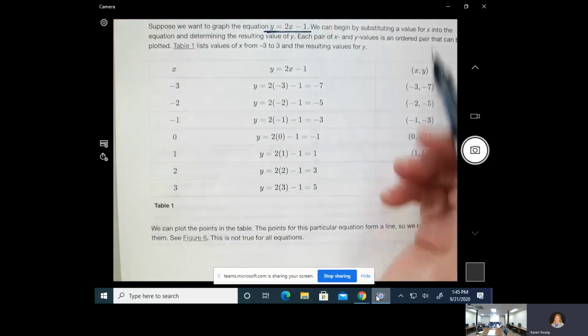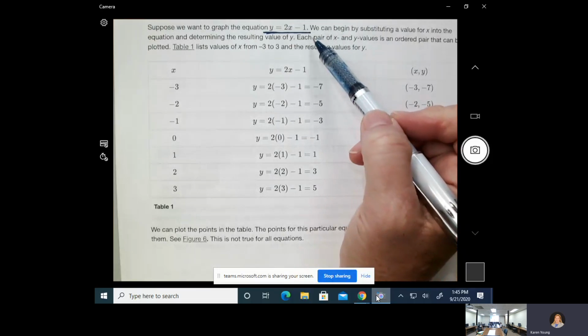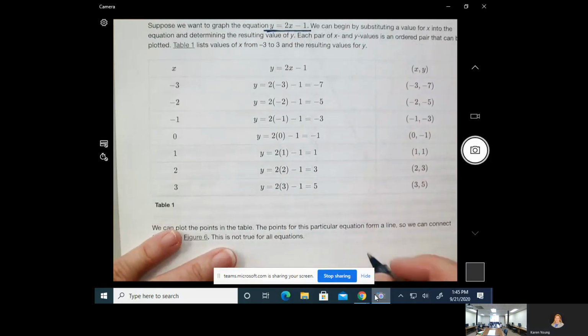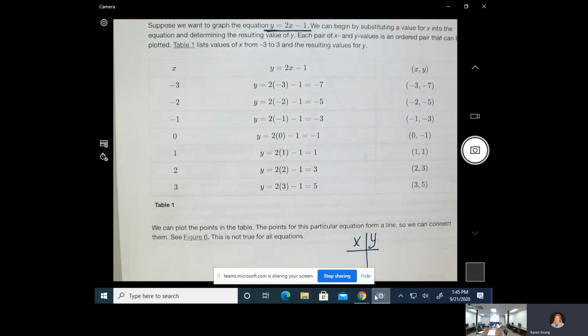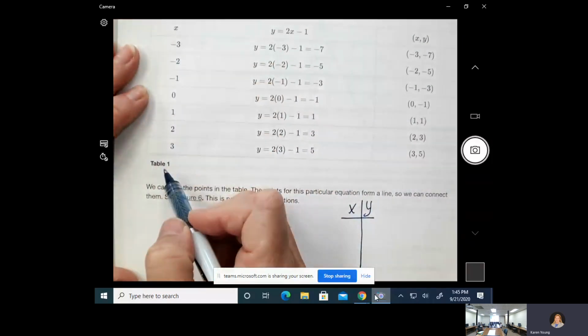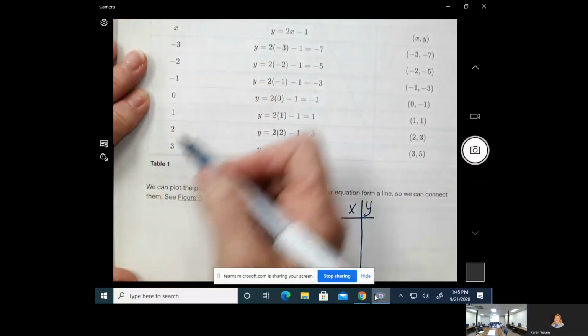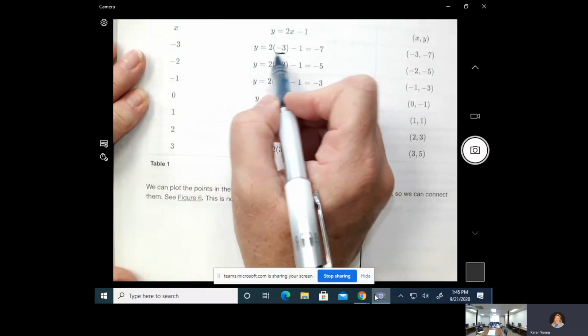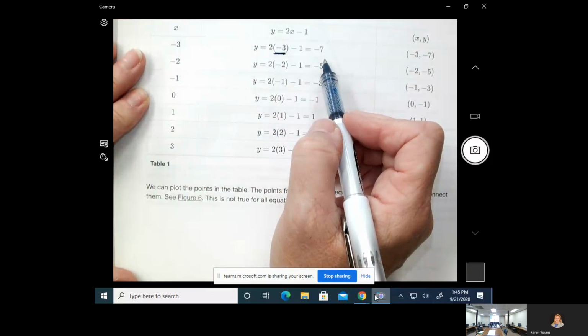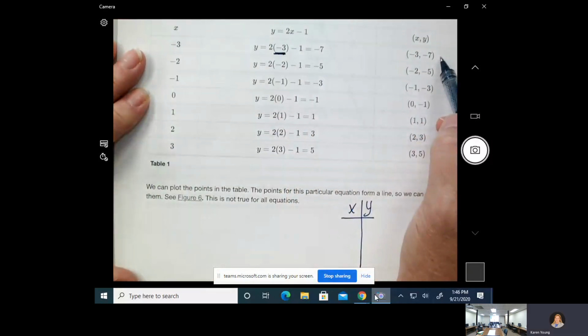All right, so we want to graph the equation y equals 2x minus 1. Basically what we're doing, and some of you know this, is we're making an XY table, depending on how far back it's been since you've had Algebra 1. What you do is you choose points for x, and that's what they've done over here. They've chosen several points for x, plugged them into the equation, and then solved for y. And then they get the point.